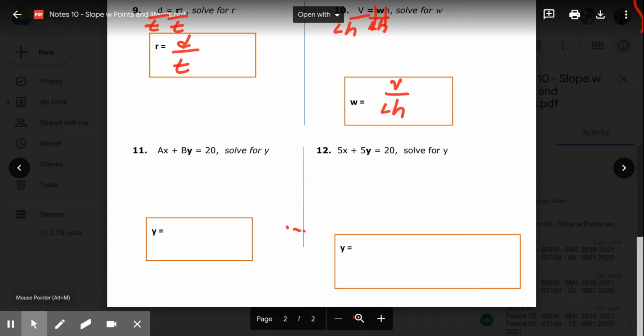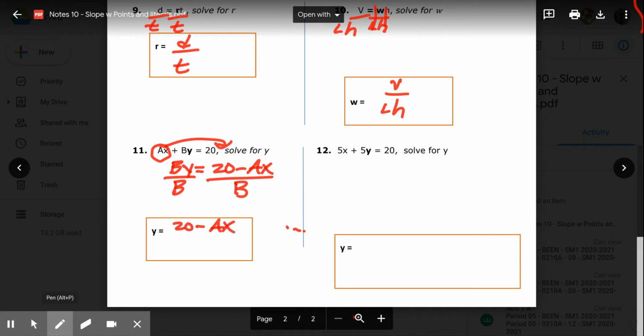All right, let's take a look at problem 11. Now, we have some addition here. So if we're going to solve for y, we have to first move this ax over to the other side. So we're going to have by equals 20 minus ax. Now we're going to solve for y, and this is multiplication. So we just go through and divide everything by b. So y equals 20 minus ax all over b.